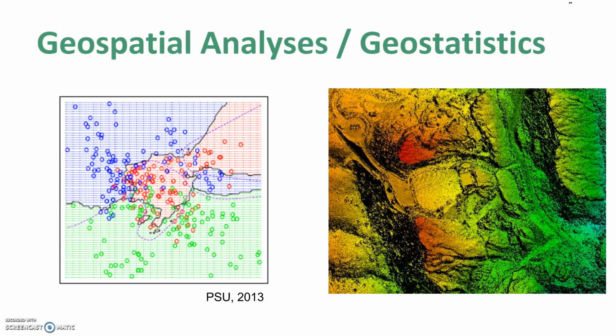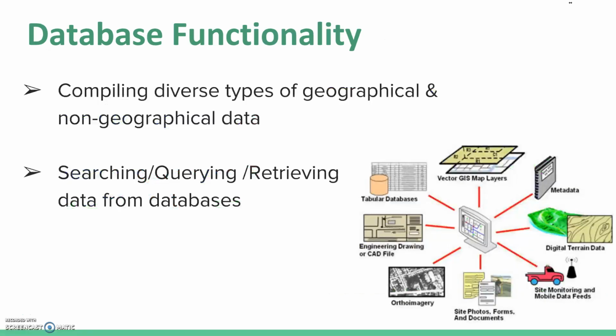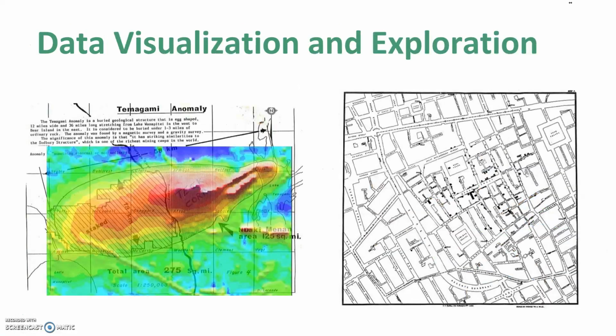We may also use this in geostatistics or geophysics applications. So we may have remotely sensed data for an area of interest. And so we can use GIS to help us interpret that image in order to extract trends and certain features out of there that may help us in our endeavors to collect natural resources or manage natural resources in a given area. GIS also gives us very strong database functionality, so we can compile diverse sets of information and data, and we can search, query, and retrieve this data from databases when we need it.